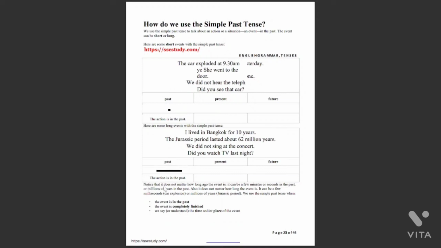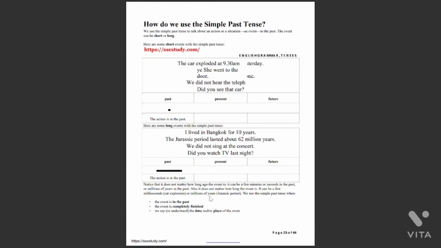Notice that it does not matter how long ago the event was. It can be a few minutes or seconds in the past, or millions of years in the past. Also, it does not matter how long the event is. It can be a few minutes, milliseconds, or millions of years. We use the simple past tense. If it was done two minutes before, it is also past. The event is completely finished in the past, or we can say it has a time and a place.